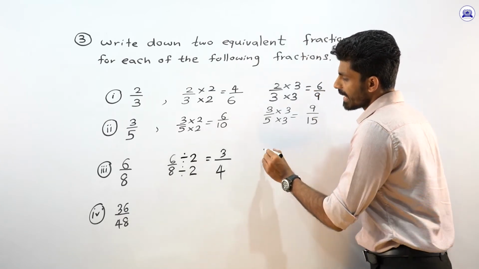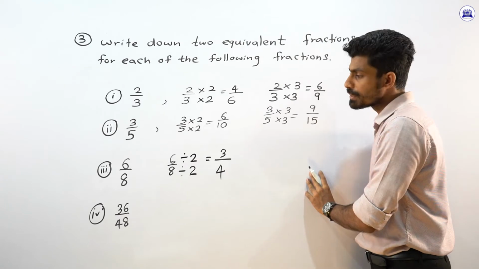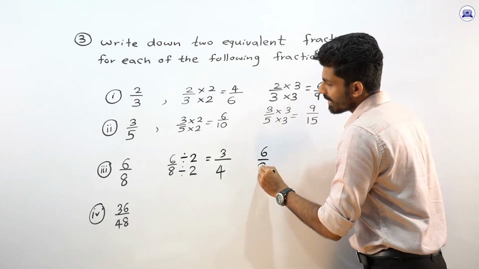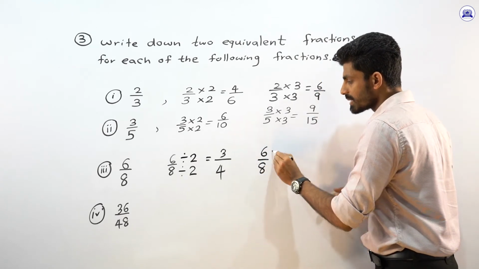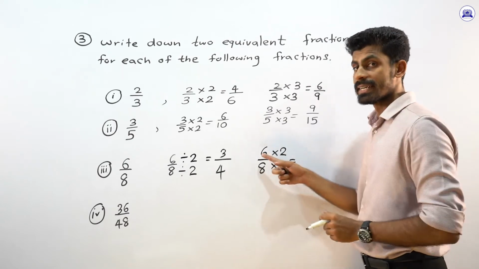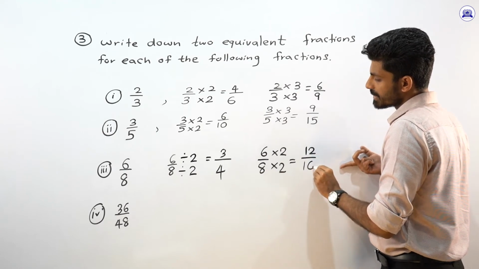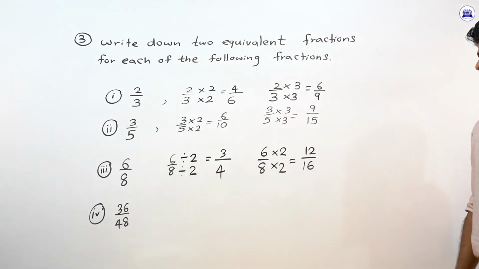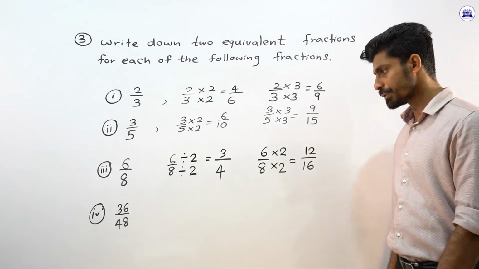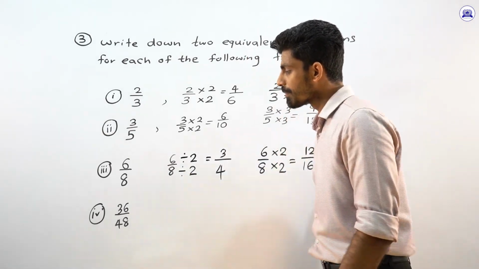So you can divide by 2, then you can also multiply by 2. With 6 over 8, I'm going to multiply the numerator and also the denominator by 2. 6 into 2, 12, 8 into 2, 16. Very easy. 36 over 48.